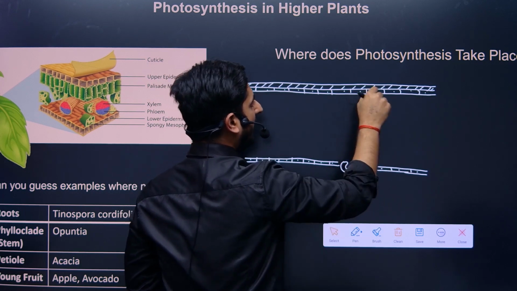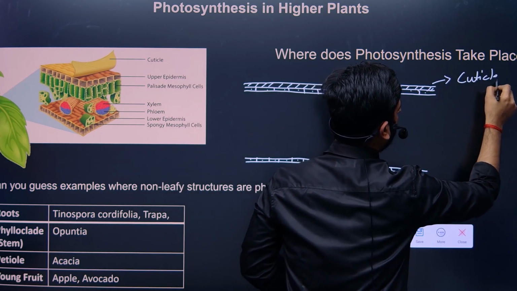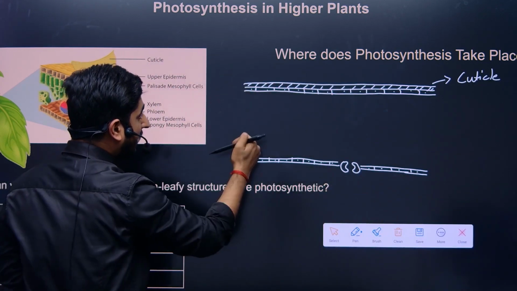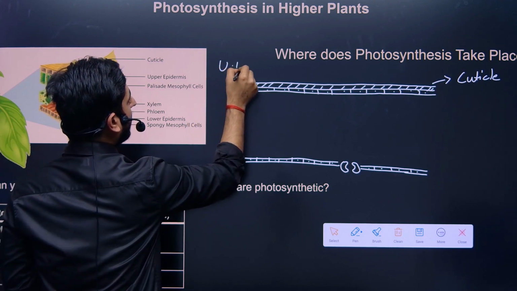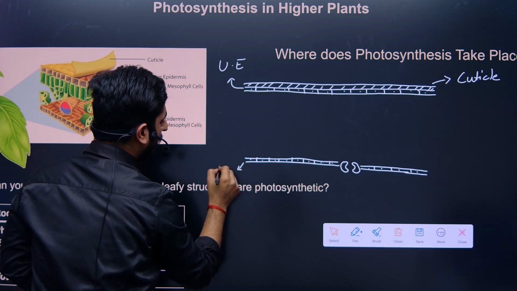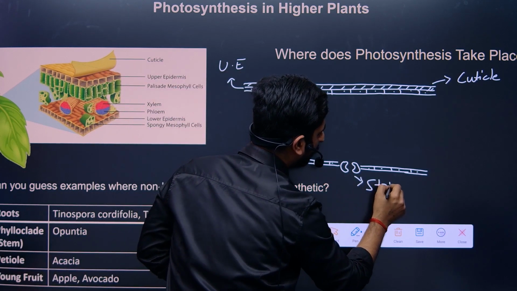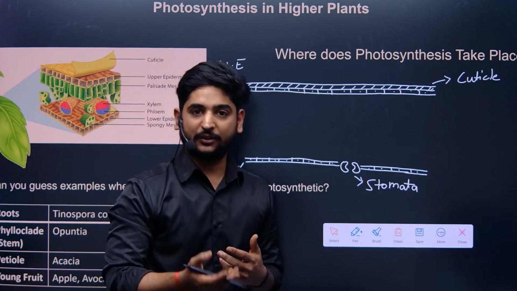An additional layer over the leaf can be found in some xerophytic plants, which is generally made up of cutin, and this layer is known as the cuticle. Beneath the cuticle, generally in the case of leaves, is your upper epidermis. This is your lower epidermis. This is your stomata. Stomata, guys, are the openings in leaves that help in gaseous exchange.